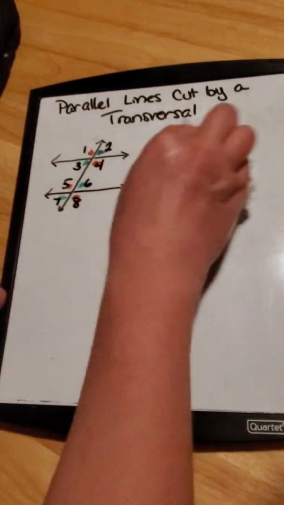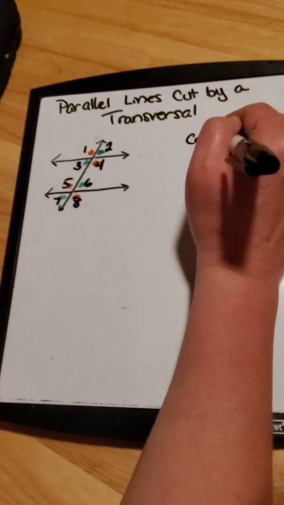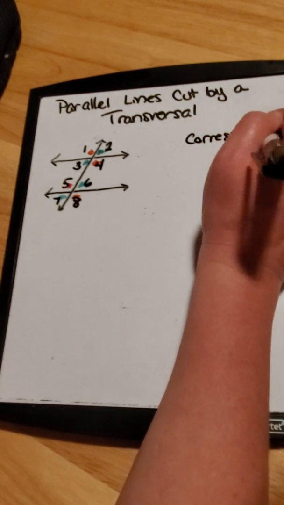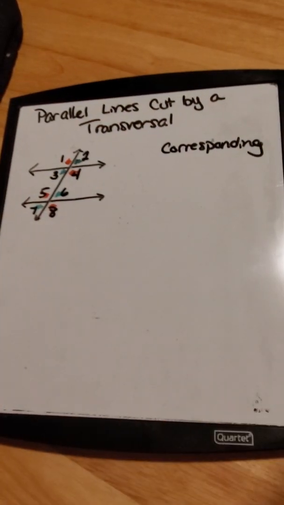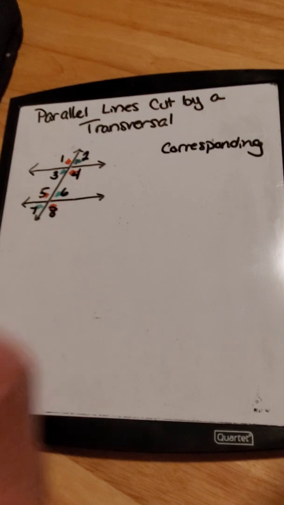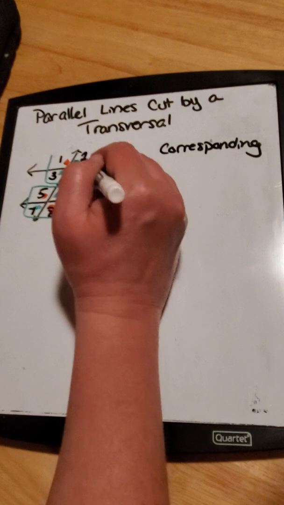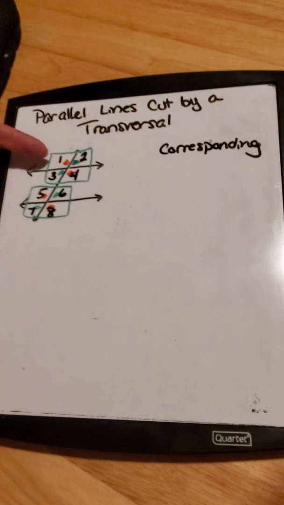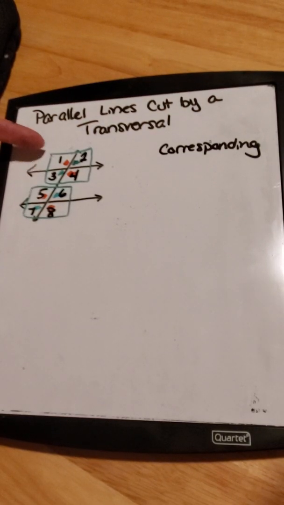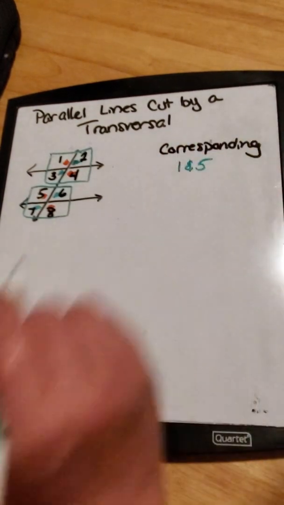Now, yesterday we started talking about corresponding angles. And we said corresponding angles are those angles that would match up if you drew a window around the top angles and the bottom angles. So let's draw that window. I'm going to put a window here. I'm going to put a window here. Look at those two windows. Look at how angle 1 and angle 5 are in the same position in both windows. They're both in the top left. They are what we call corresponding angles.